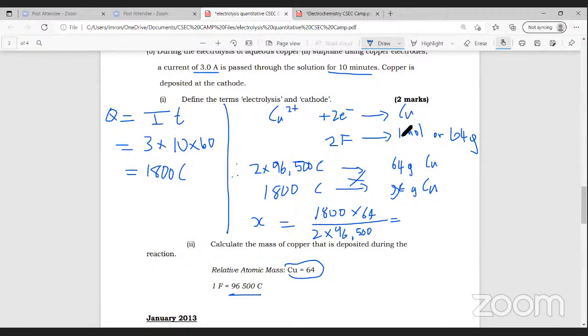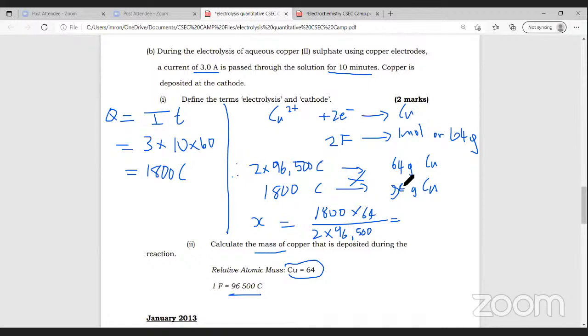Therefore, 2 Faradays produces 1 mole of copper, which has relative atomic mass 64, so it has molar mass 64 grams. I just converted to grams because the question asked me about mass. If the question had asked me about moles, I wouldn't bother with the 64 grams. I would just work in moles. Since this question is asking for the mass of copper, I convert the moles to mass right away.